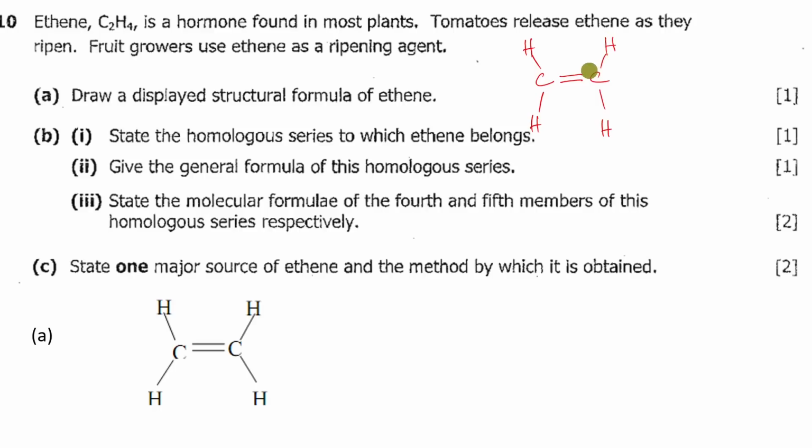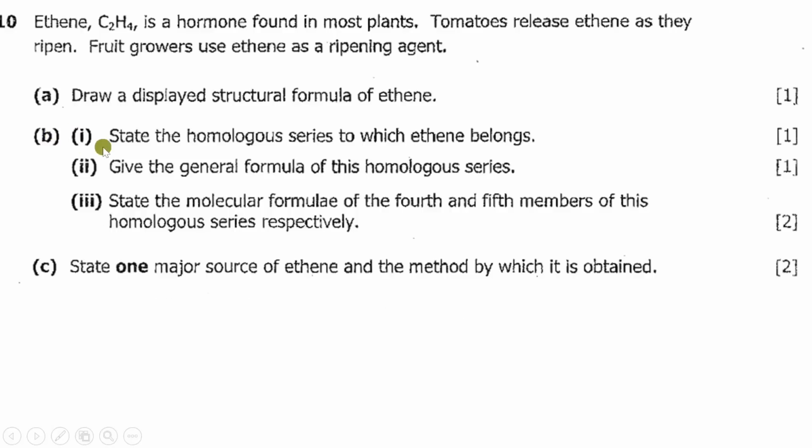That's all. This is a displayed structural formula for ethene. You must make sure that each carbon is surrounded by 4 bonds. These lines represent 4: 1, 2, 3, 4. This one also 1, 2, 3, 4. So it can be written like this or this. Sometimes we bend them, sometimes we straighten them. At your level, this does not matter.